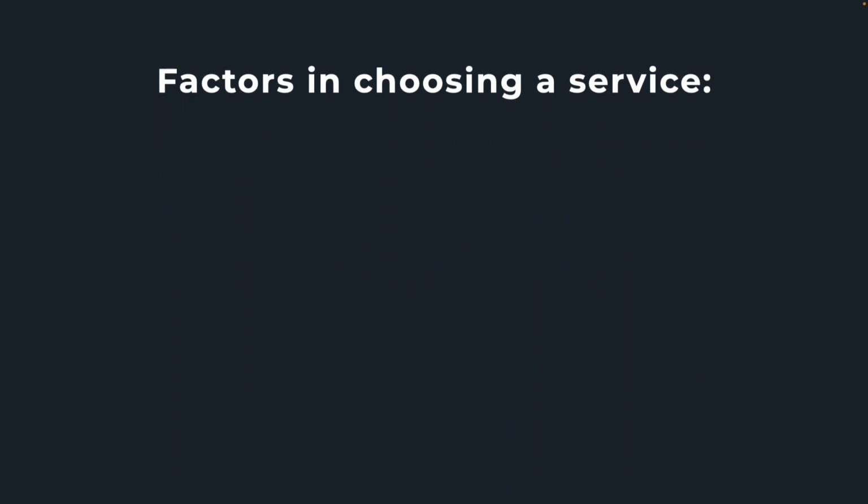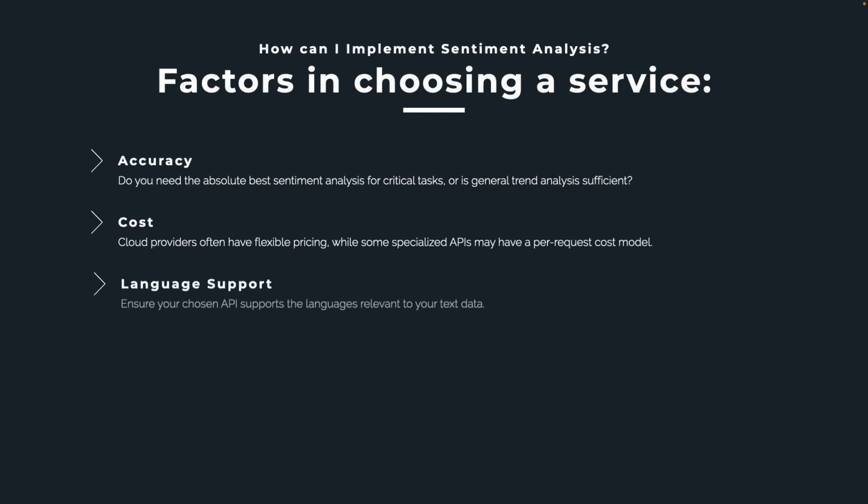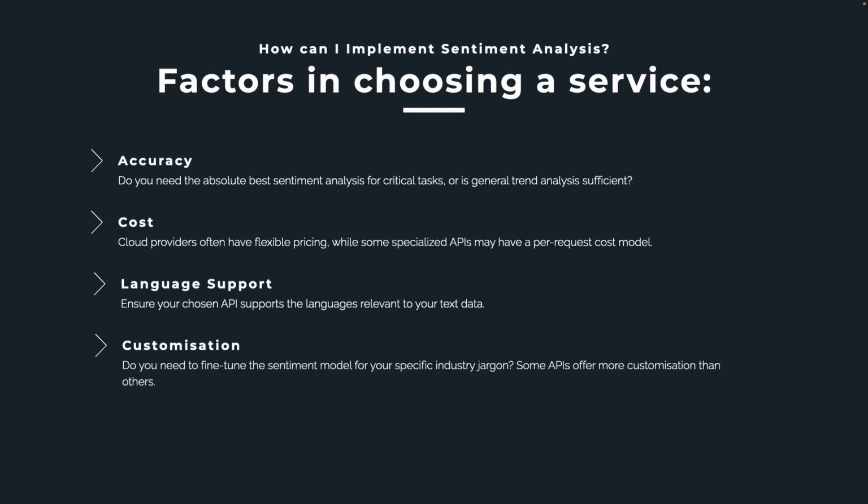Some of the things that you're going to need to consider when you're choosing a service is accuracy. Do you need to be absolutely incredibly accurate, or can you get general trend analysis? Is that sufficient for your use case? Cost is a really important one. These APIs can be very expensive if you don't utilize them correctly. Language support, obviously it needs to support the languages that you use in your particular use case. And also whether you need any customization. Do you need to be able to configure it or tweak it to better understand specific industry jargon?